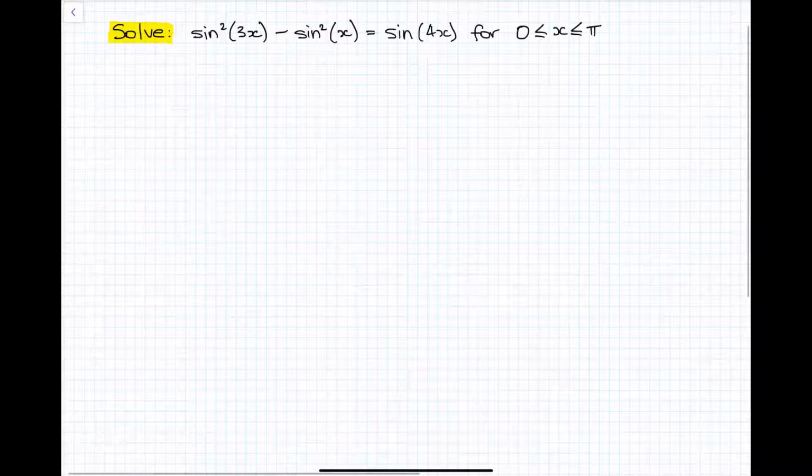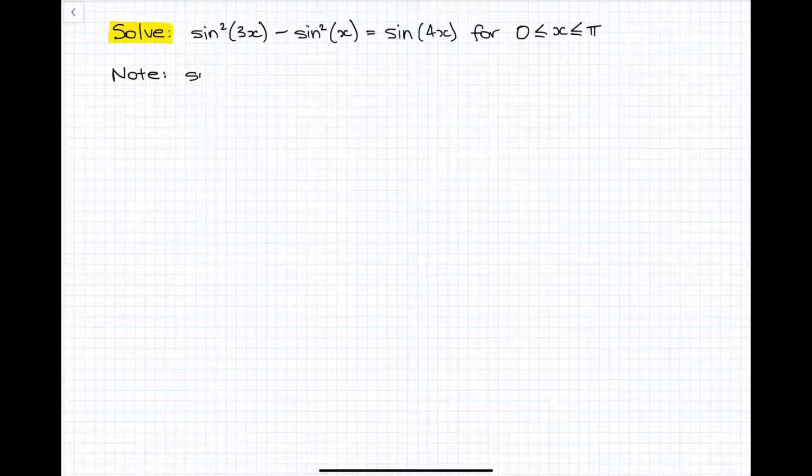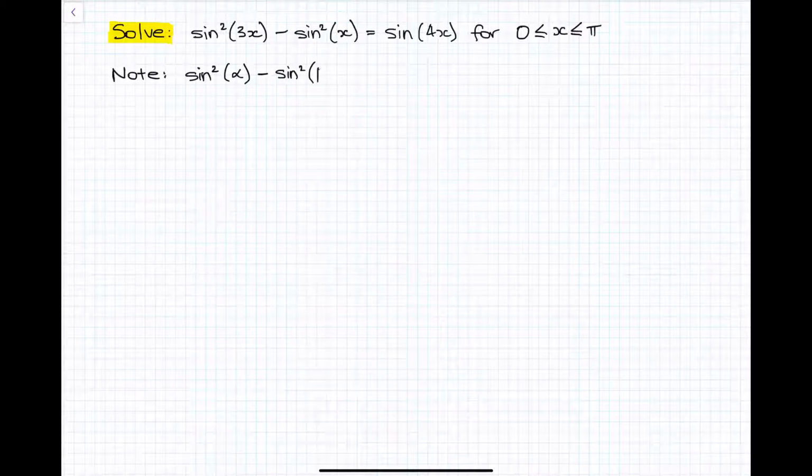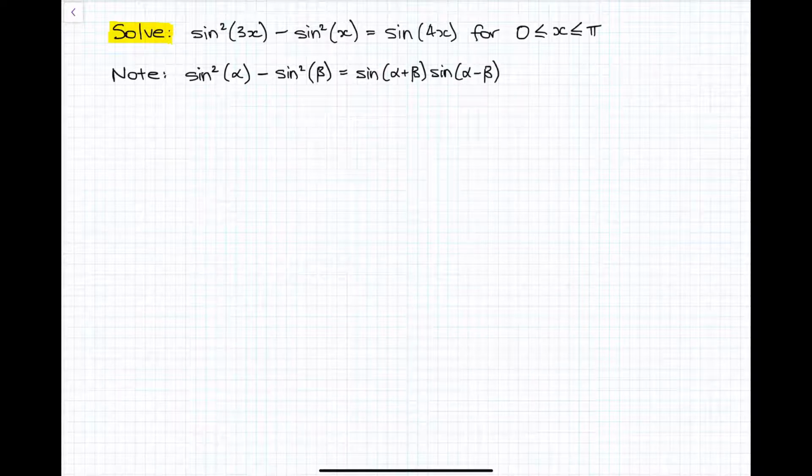And in that vein, it's worth noting a really handy result, which is that the sine squared of some angle alpha minus the sine squared of some other angle beta is equal to the sine of alpha plus beta multiplied by the sine of alpha minus beta. And notice in this result that we've got the left hand side having sine squared and the right hand side only having sine to the power of 1. So exactly what we're after.